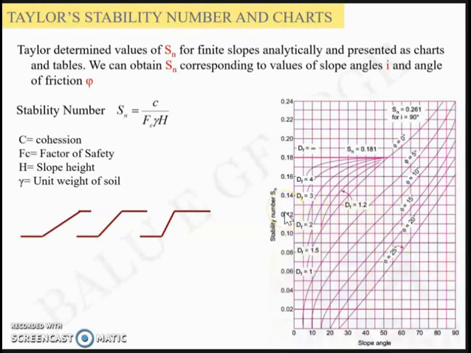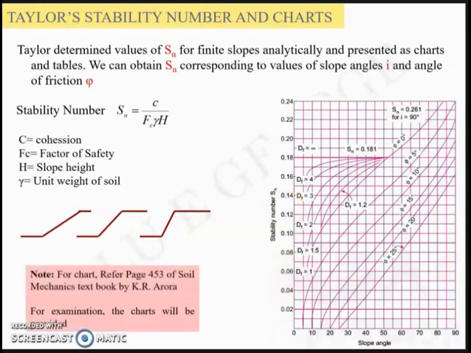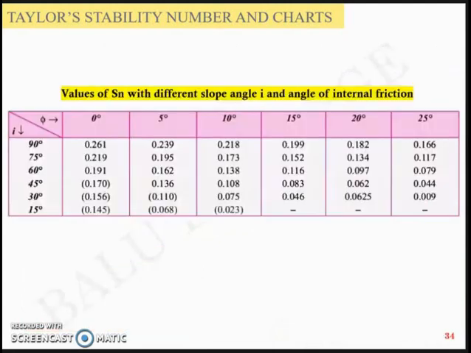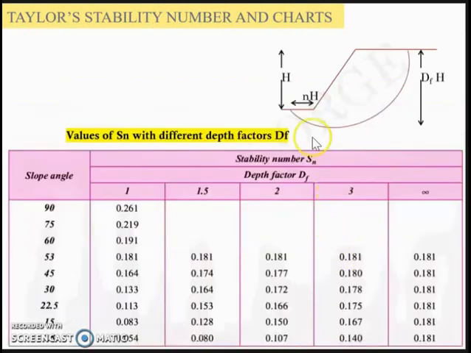Likewise, if you want, you can refer to the textbook by K.R. Arora, and on the 453rd page the details are given. For examination purposes, the charts are usually provided. Now this is a tabular representation of something similar. You have angle of friction phi marked here and slope angle i marked here, and what you get inside is the stability number Sn.